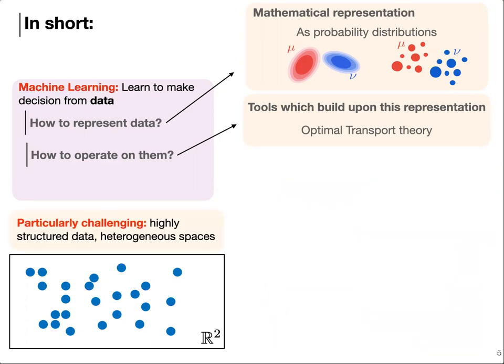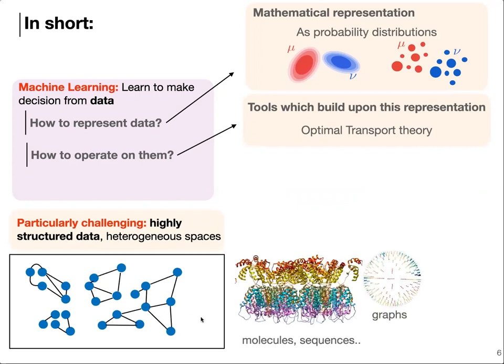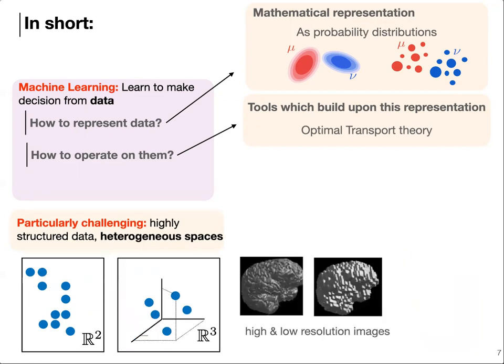And we are not going to use the classical way to use optimal transport. We are going to look at a different challenge where the data are not samples in a classical Euclidean space, but rather we will call them structured data. Structured data means that you have some specific relations among the data themselves. And usually they can also live in heterogeneous spaces. Heterogeneous spaces mean that the data might not live in directly comparable spaces.